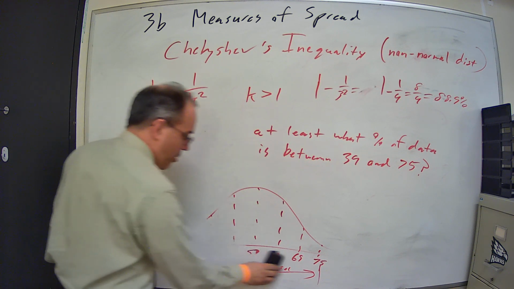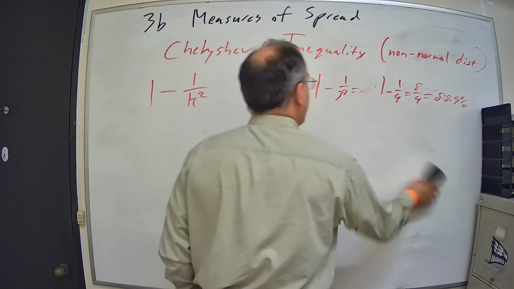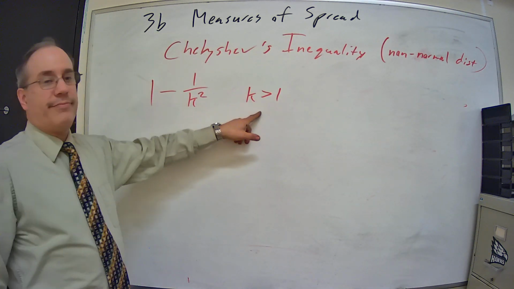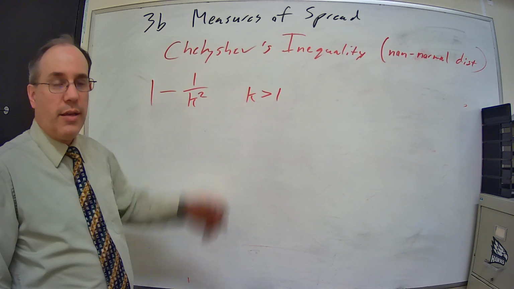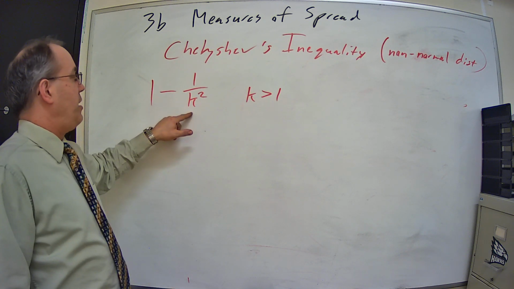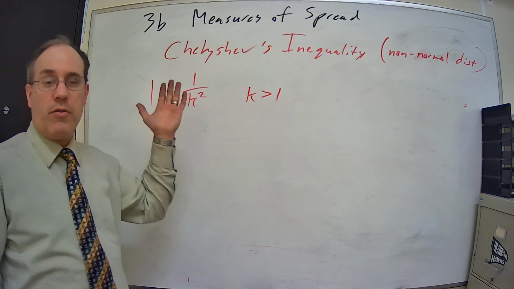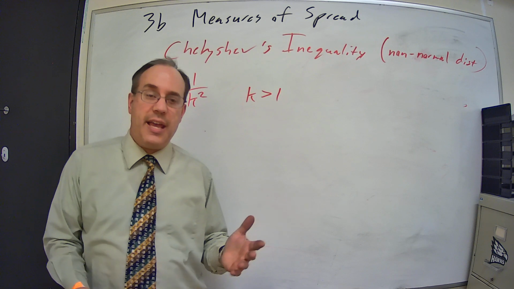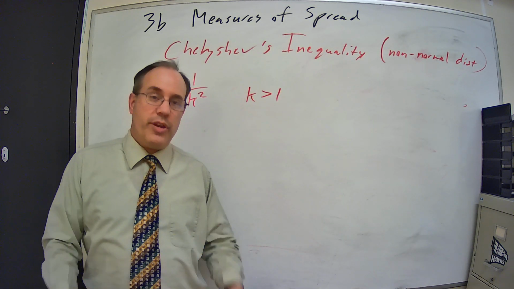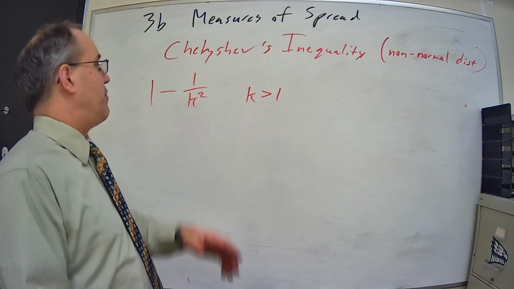Another thing I want to point out about the Chebyshev inequality is that k has to be greater than 1. Why? Common sense. If k is equal to 1, we have 1 over 1 squared, which is 1 over 1, which is 1. 1 minus 1 is 0. And I think any of us could say that within 1 standard deviation of the mean, there's at least no data values. So obviously it has to be a value greater than 1.